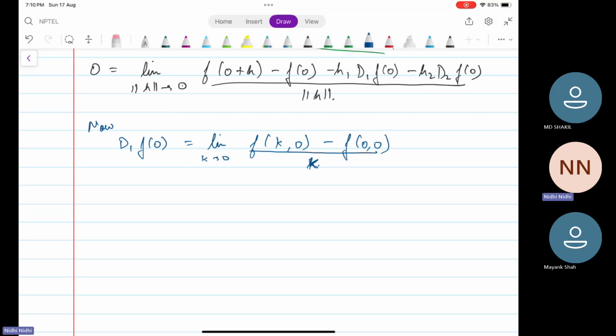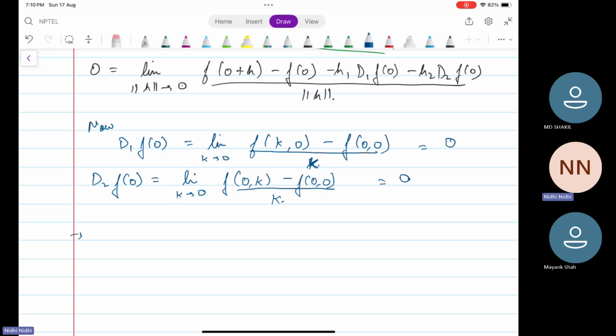So can you tell me what is the value of f(k, 0)? Here k is non-zero. It is zero. For x non-zero, the value is y. Since here y is 0, this is directly 0. Similarly, d2 f at 0 is the limit as k tends to 0 of f(0, k). Now since the x component is 0 in this case, again this is 0.